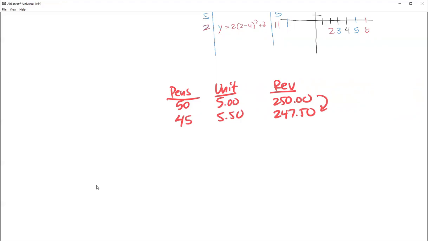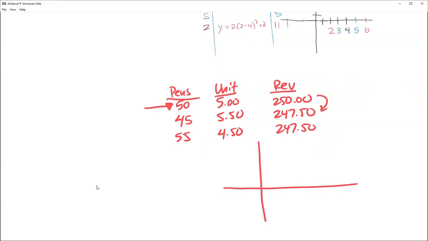What if I sold 55 pens at $4.50, what would my revenue be? $247.50, right? So right there, we realize that this is the maximum revenue right here, okay? All right, so that is the best bang for your buck right there. Make sure you do this in order, all right?